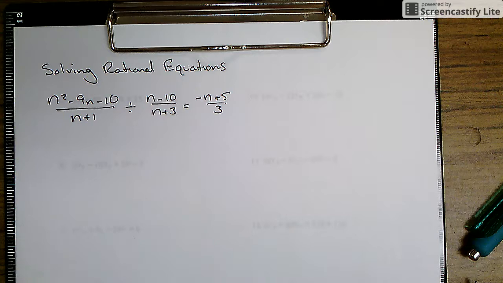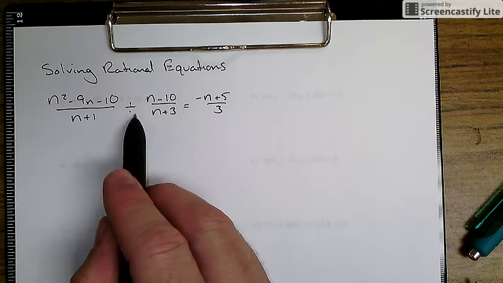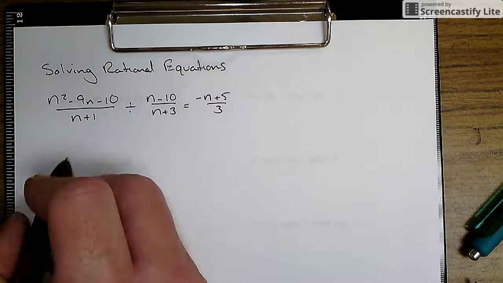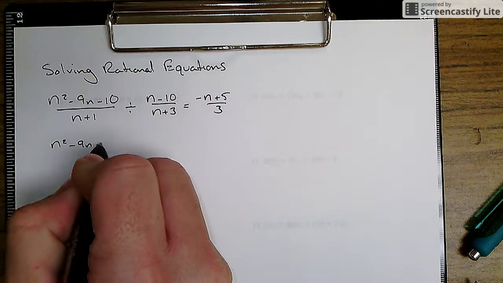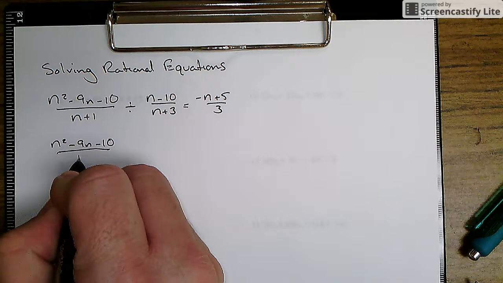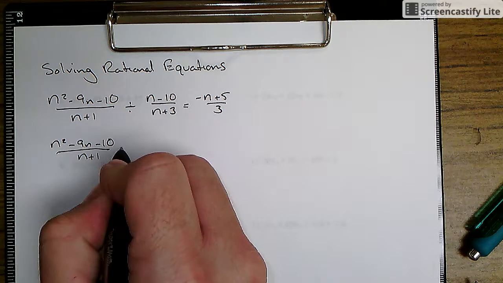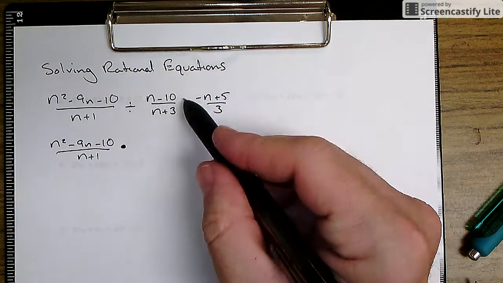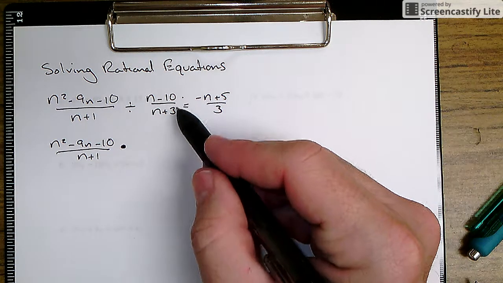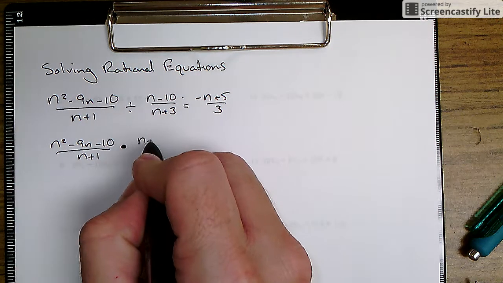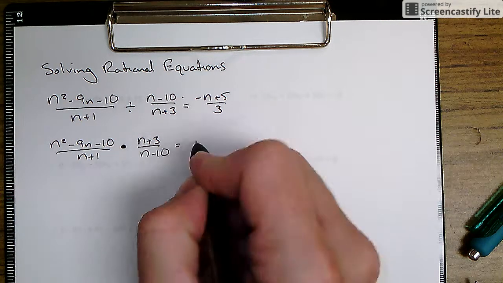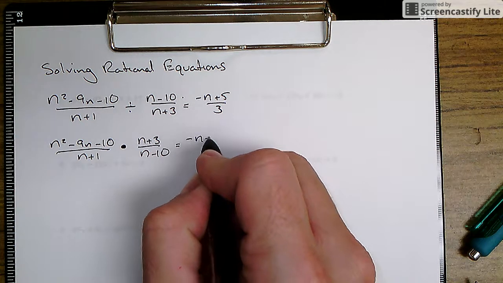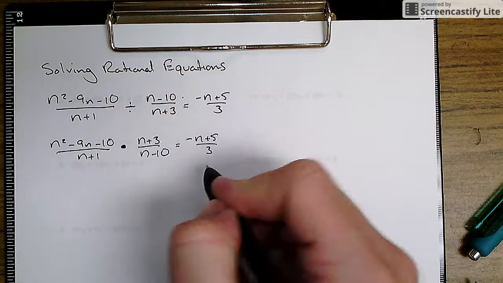So first thing we need to do is we're going to convert this from a division to a multiplication. Make life a little simpler on us. So (n squared minus 9n minus 10) over (n plus 1) times the reciprocal of this rational function, (n plus 3) over (n minus 10), still equal to this linear function, (n plus 5) divided by 3.